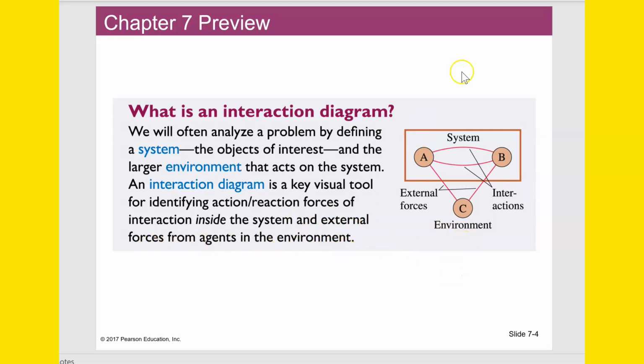So just like we've been doing in kinematics and in dynamics, the newest thing we've done in Chapter 6 and even Chapter 5 was a free body diagram with a dot and the force arrows and all that kind of stuff. This new thing we're going to do here is called an interaction diagram. All right, we'll get more into that as we go.